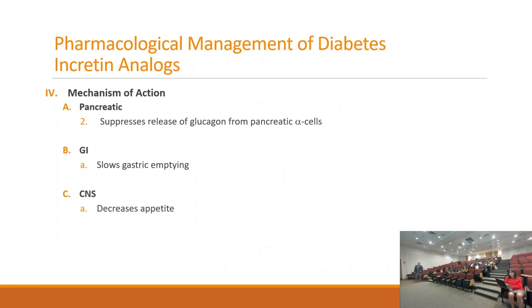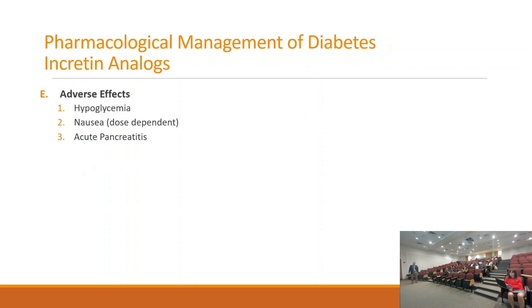The other effect on the pancreas is that it also suppresses glucagon release, which is important. That also helps to lower blood glucose levels. We know that in the GI tract, it slows gastric emptying, and these hormones also have a central nervous system effect where they suppress appetite. So they give you that feeling of fullness. And that's probably most likely associated with the weight loss effects of these drugs, at least in part.